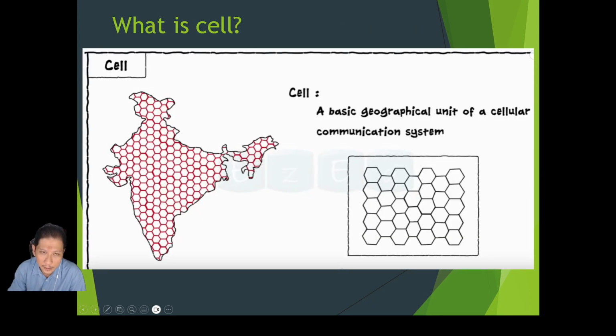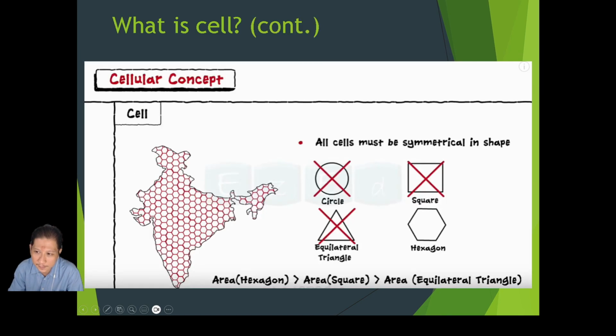Okay, this one is what is a cell. It is a very basic unit of a cellular communications system, which you can look at as nested in a pentagon. Our cell must be symmetrical in shape because if it is not, it will interfere with the signal.